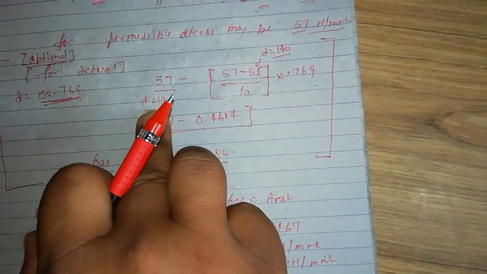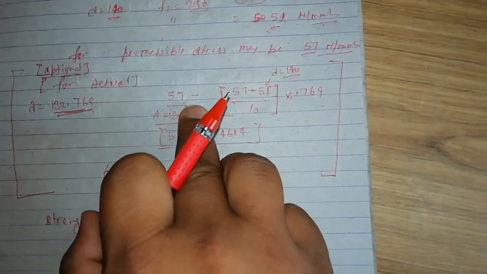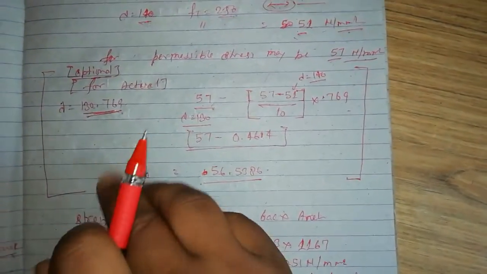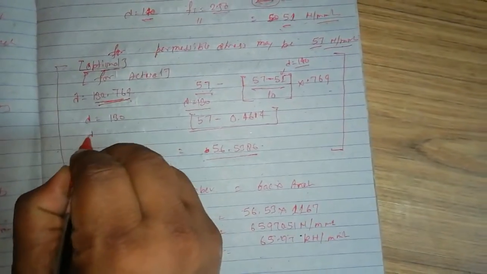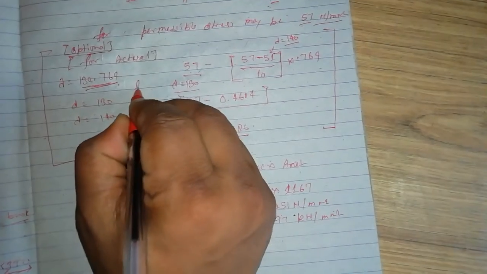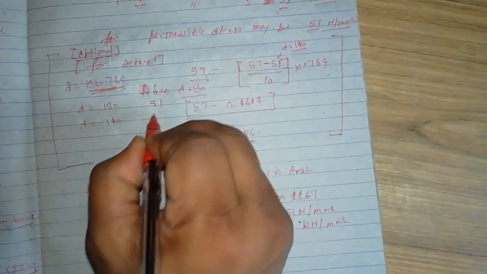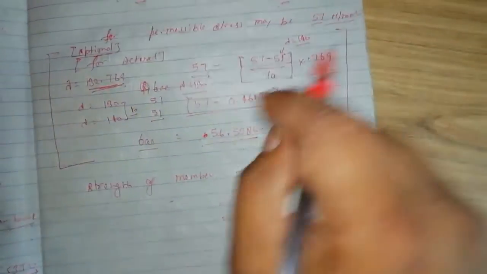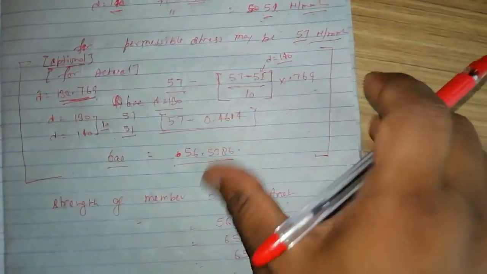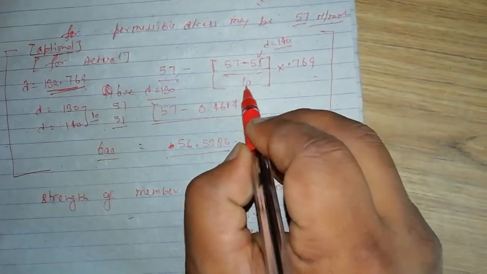So now let's start. For lambda equal to 130 it is 57 minus. See the difference between lambda 130 and lambda 140 for Fy 250: the permissible stress sigma AC is 57 and 51, so the difference is 6 over 10 units of lambda. Now for each point we are going to calculate the difference, so 57 minus 51 upon 10.